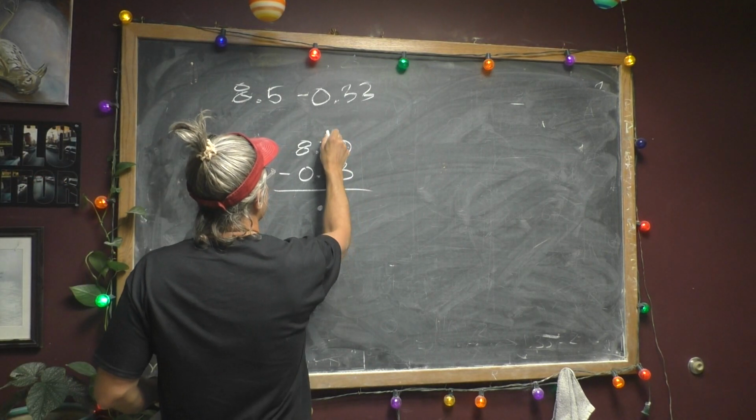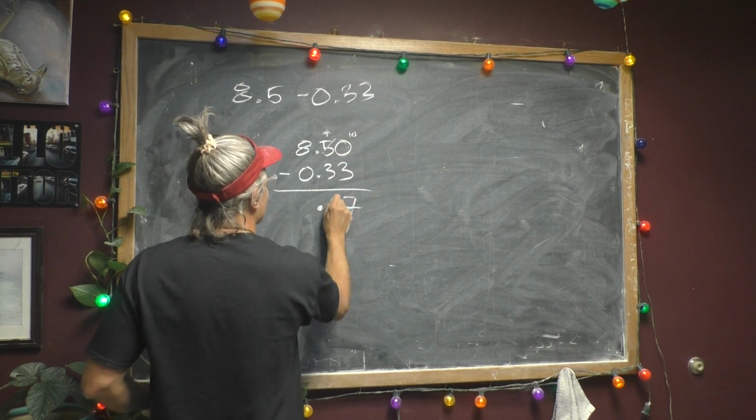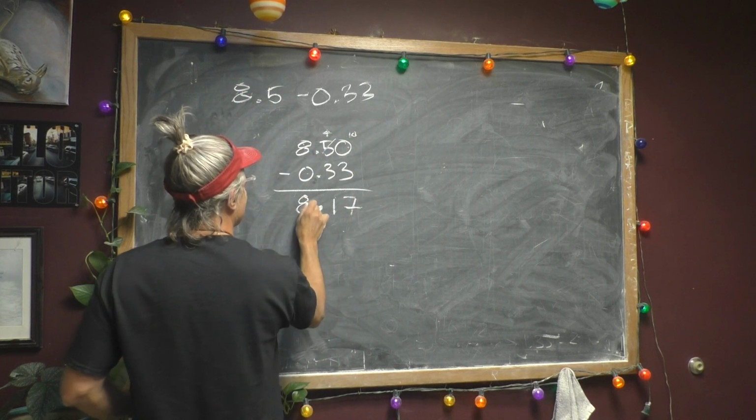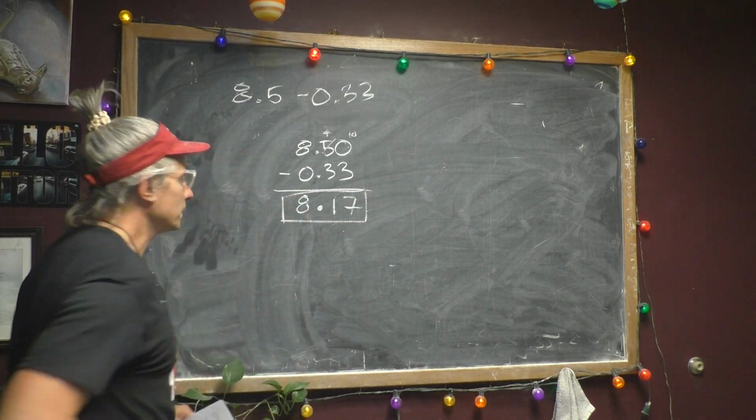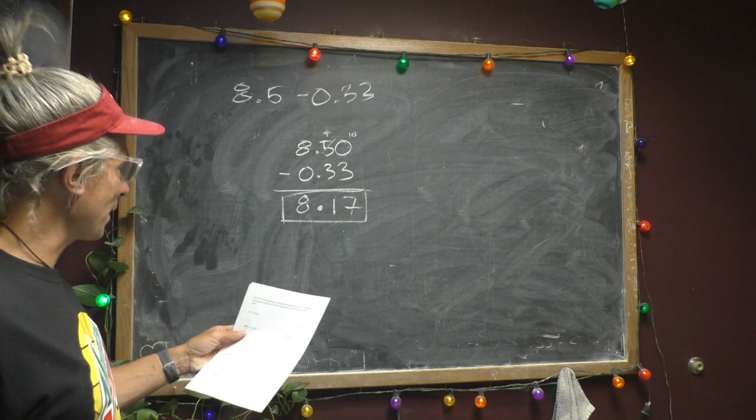This one we're going to have to borrow from over here. This one becomes 10. 10 minus 3 is 7. 4 minus 3 is 1. 8 minus 0 is 8. And it's 8.17. Boom. Because you're taking 8.5 and taking a very little bit away from it.